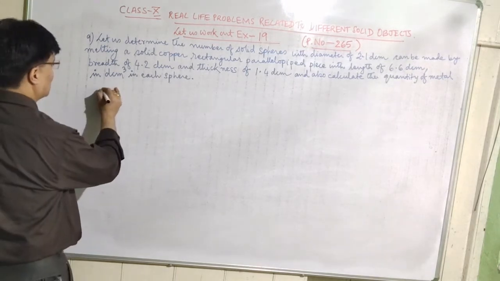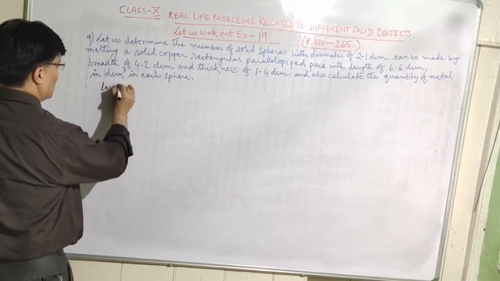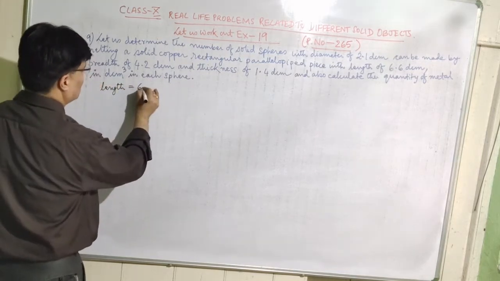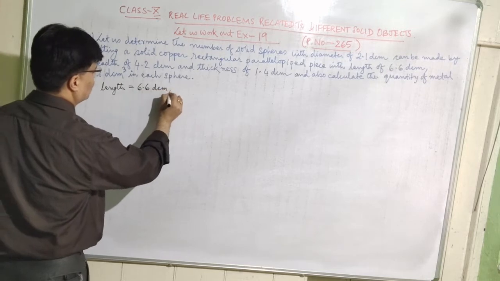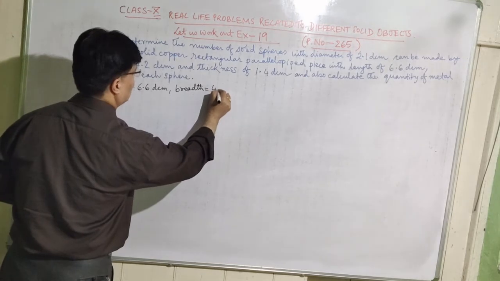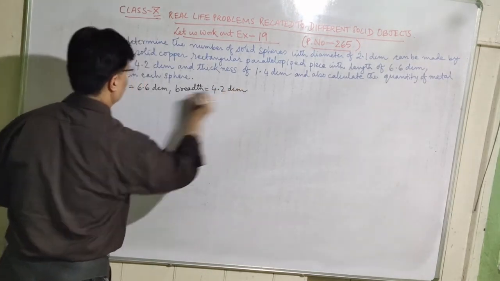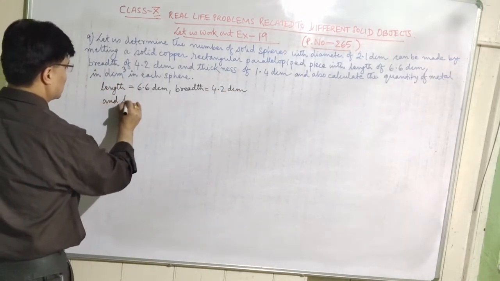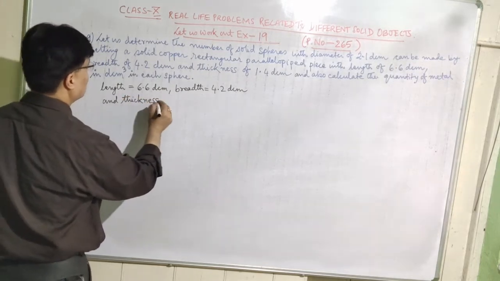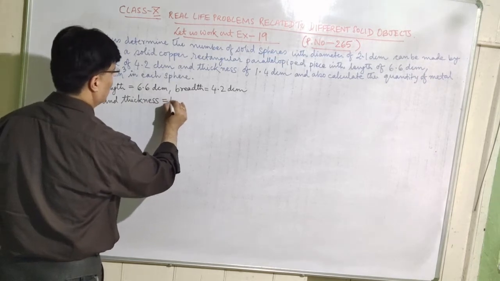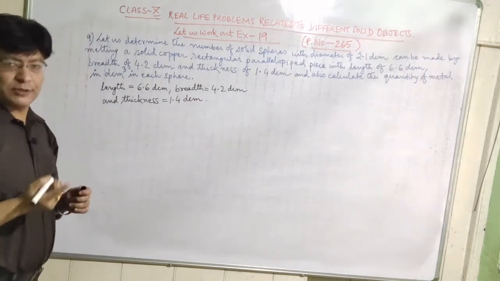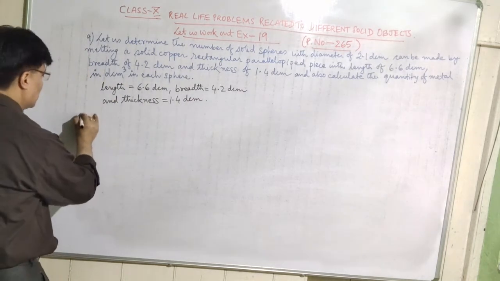Okay, so now let us write here, this is the solution. Length, what is the length of the rectangular parallelepiped? It is 6.6 decimeter. What is its breadth? It is 4.2 decimeter. And what is its thickness? What is the thickness given here? It is 1.4 decimeter. So I think you have understood it. So let us find out the volume now.